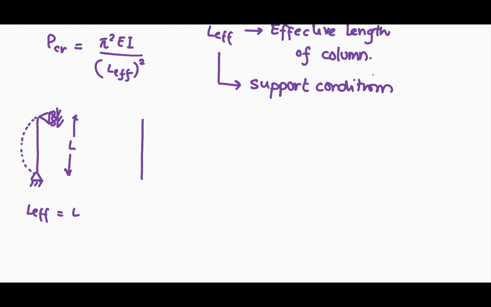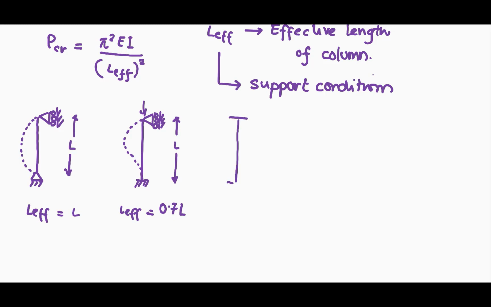Similarly, if we were to consider a column which is fixed at the end and has a roller on top and is subjected to a compressive load, the buckle shape of this column would essentially be like this. We can see that since this end is fixed, the slope at this end would have to be 0, and hence L effective in this case is derived to be 0.7 times of L.